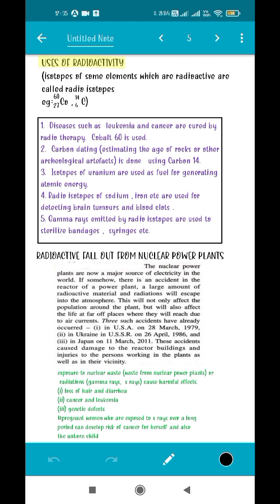So if a person is exposed to nuclear waste, it can cause a lot of problems such as loss of hair and diarrhea. That happens immediately. And then cancer and leukemia can happen as a long-term process, and genetic defects can also occur. The person's DNA and RNA structures can get changed. Also, if pregnant women are continuously exposed to X-rays, they can develop cancer, and even their unborn child can develop cancer. So that's why nowadays X-ray is not used on pregnant women.